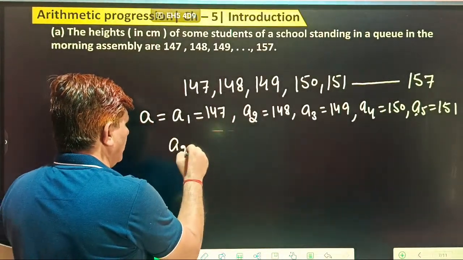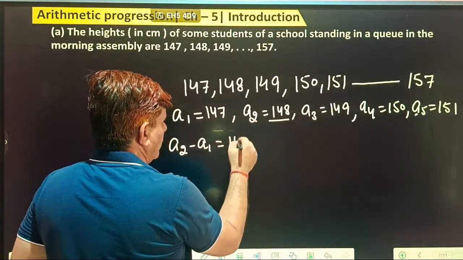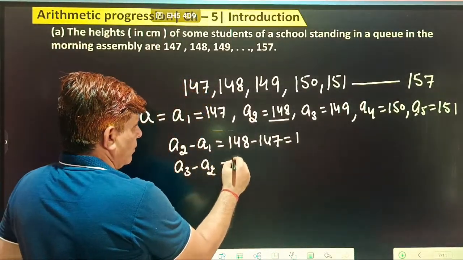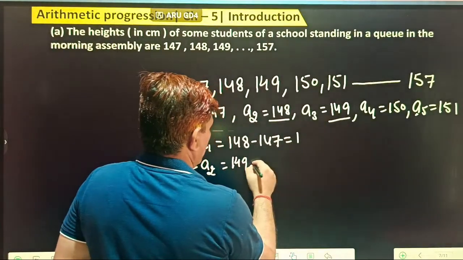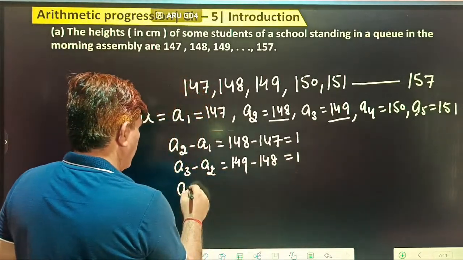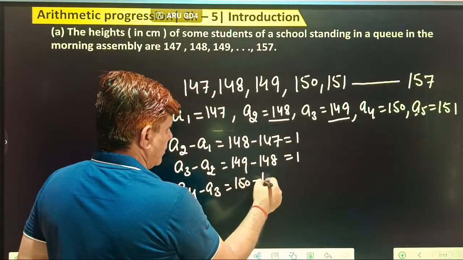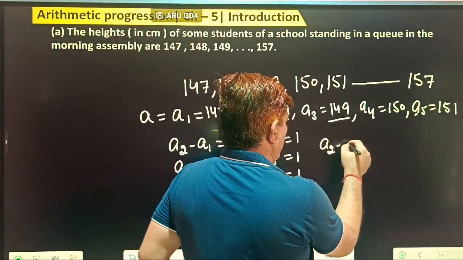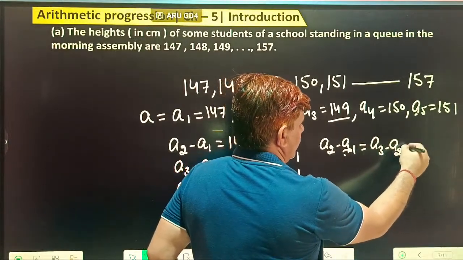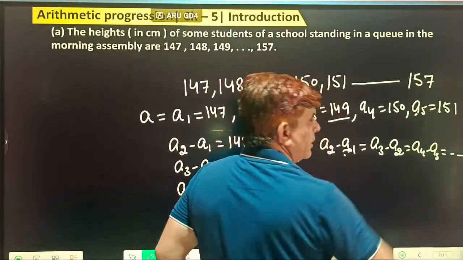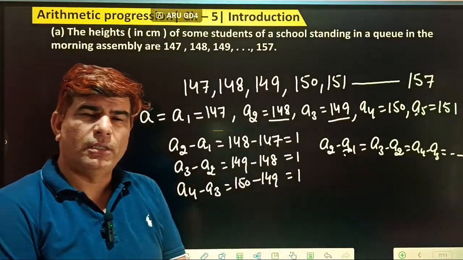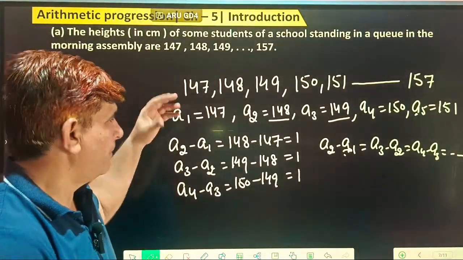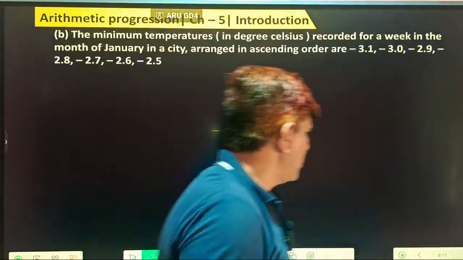So find A2 minus A1. A2 is 148 minus 147, what? 1. A3 minus A2, 149 minus 148, how much? 1. A4 minus A3, 150 minus 149, what's that? 1. So here A2 minus A1 equals A3 minus A2 equals A4 minus A3, and it continues like this. So the given sequence is definitely in AP. Why? Their common difference is the same. The first term is denoted by A. Understood? A or A1. Got it?